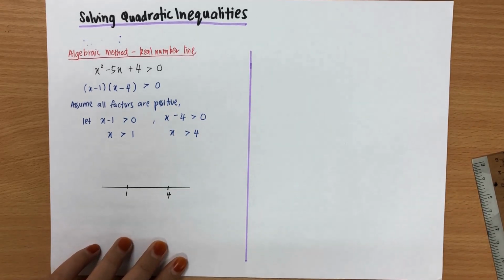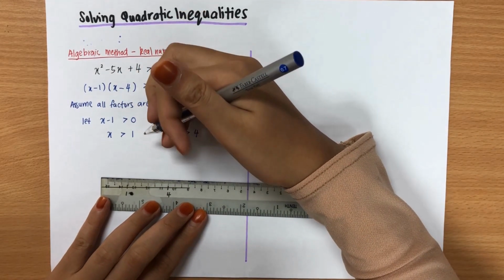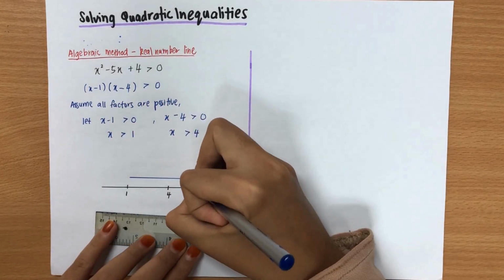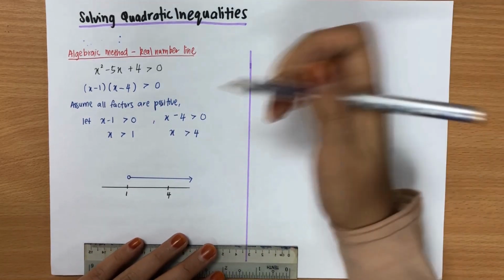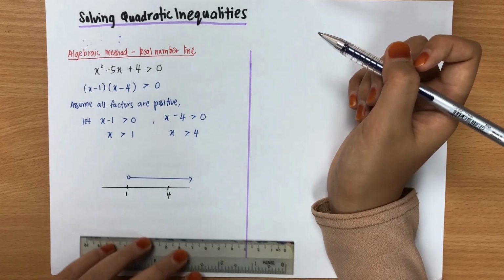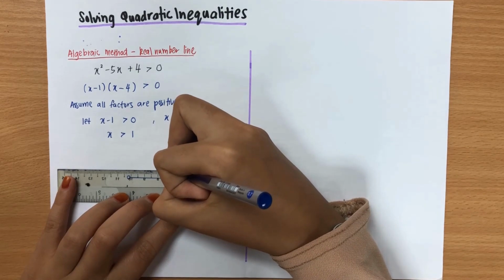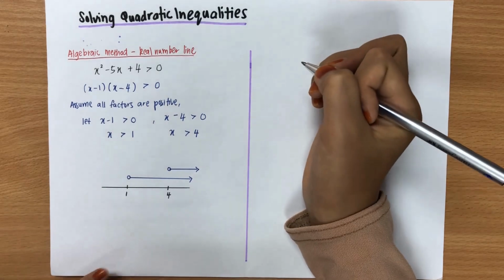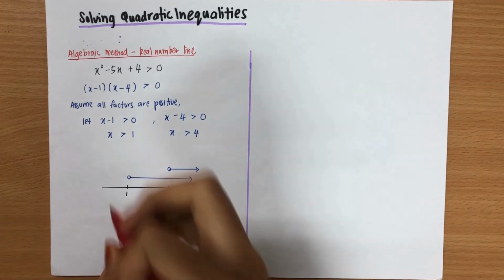So check the value that we have. So 1, x is greater than 1. So we have to plot a line that is moving to the right. Okay, and it's an open circle, because there is no equal sign there. And the next one we have x is greater than 4, so also moving to the right and also an open circle there.